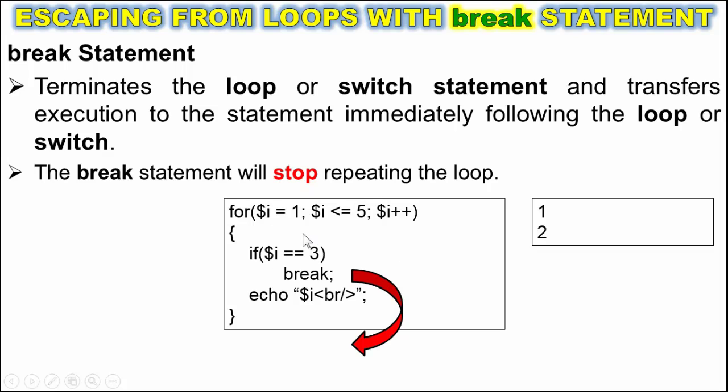And the output of this for loop statement, it will display 1 and 2. When that break command is run by the CPU, there are statements or one statement that are skipped. Like for example, the echo command will not anymore be run by the CPU when the break is executed by the CPU.